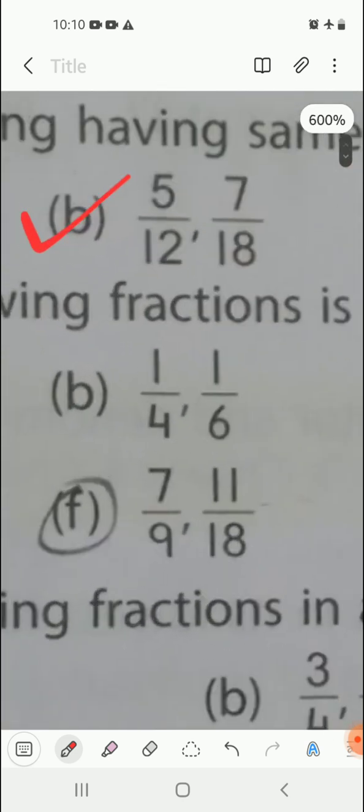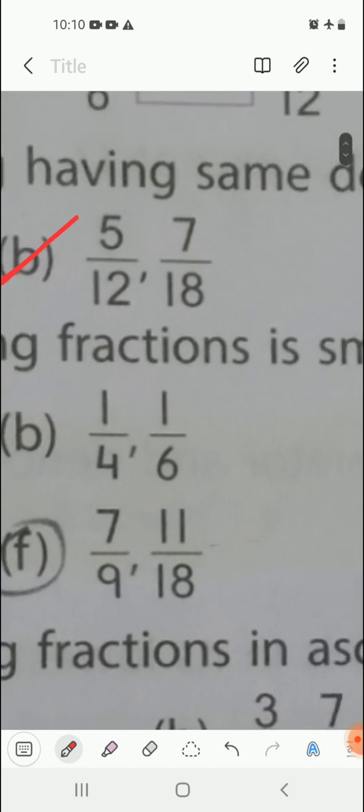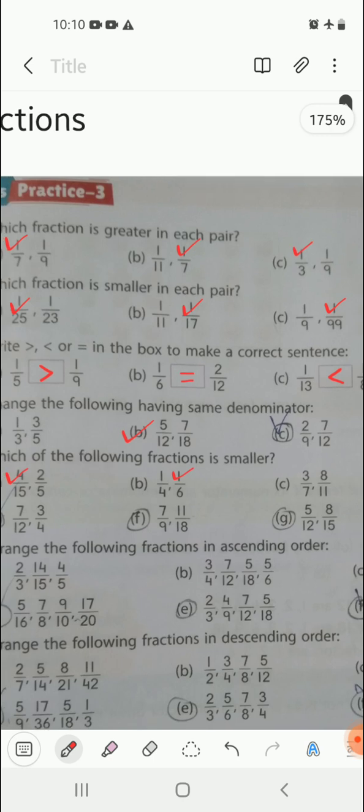Again, 1 by 4 and 1 by 6, we do not have to work it out. We can just do it using the rule, because you see 4 and 6, out of these 6 is the greater denominator, so this fraction is actually smaller.